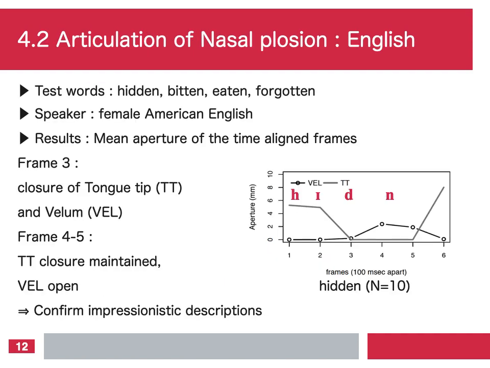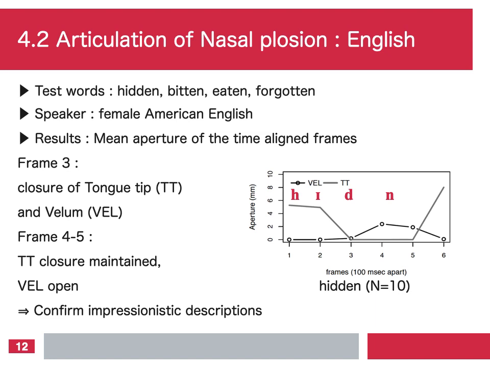Now, let's look at the result. First, nasal plosion of English. Please remember that what we are looking at is mean aperture of the time-aligned frames. The horizontal axis shows the time, in this case frames, and the vertical axis shows the aperture, degree of opening.